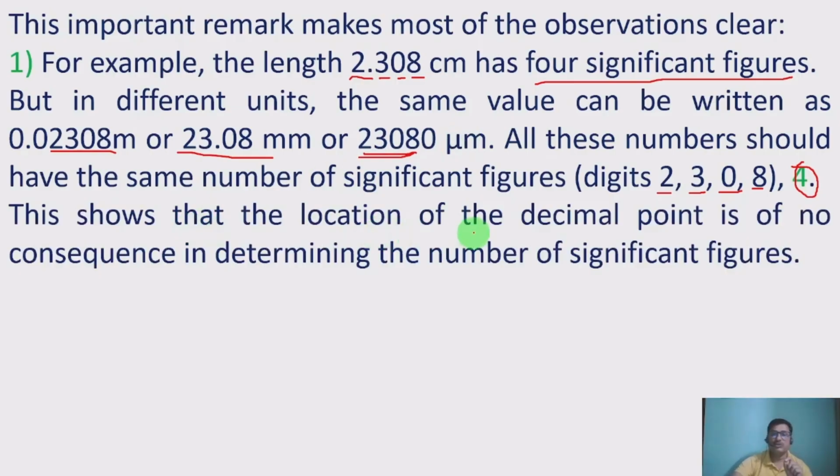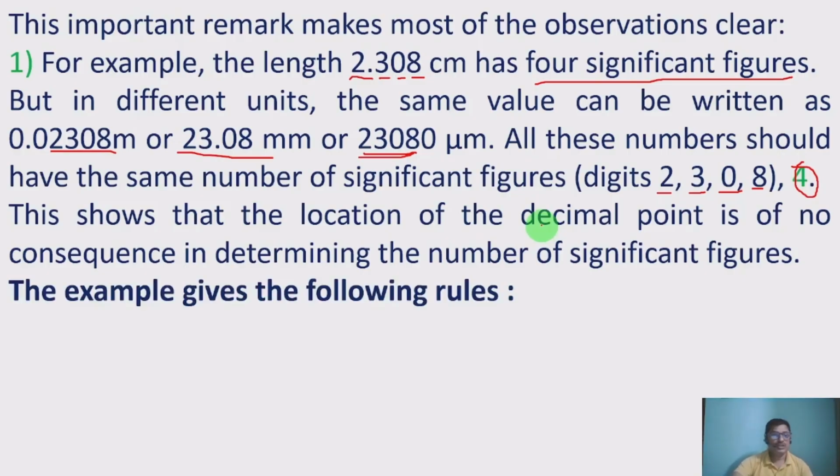This shows the location of the decimal point is of no consequence in determining the number of significant figures. Here, after the first 0, there is a decimal point. Again, 0 is there, then 2308. After the 23, the decimal point is there, and in this one, there is no decimal point. The decimal point does not have any consequence in determining the number of significant figures.